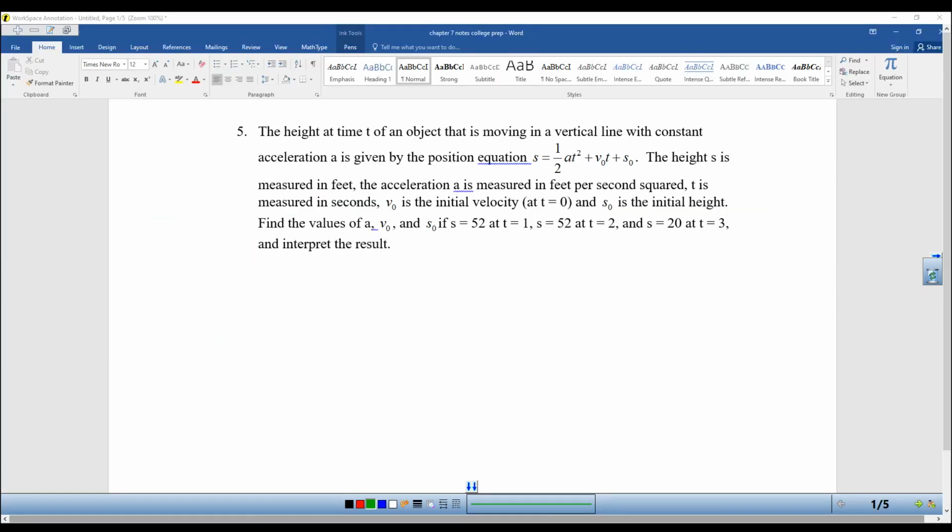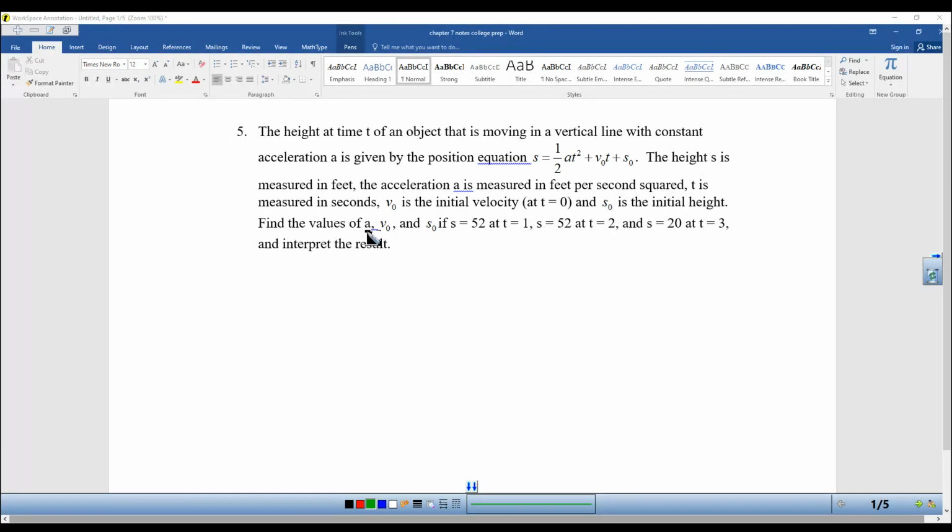All right, number 5. The height at time t of an object that is moving in a vertical line with constant acceleration is given by the position equation S. The height S is measured in feet, the acceleration A is measured in feet per second squared, t is measured in seconds, v sub 0 is the initial velocity, and s sub 0 is the initial height.